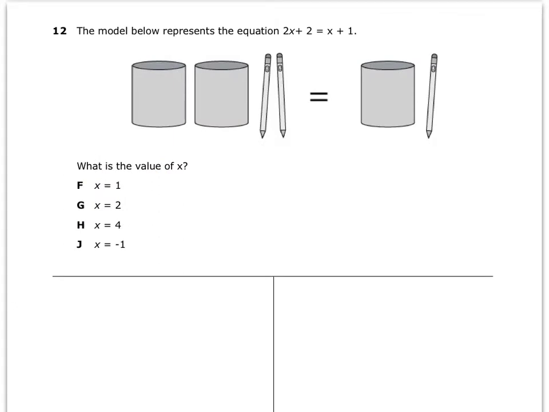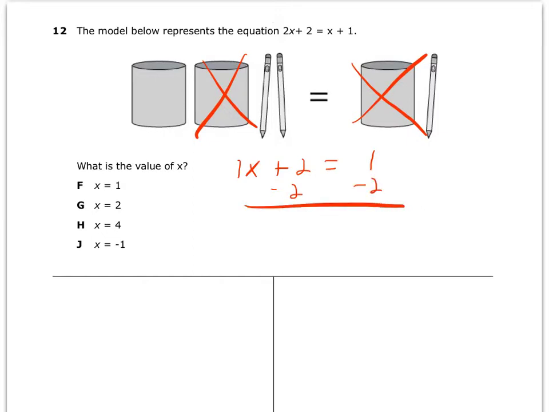Alright, 12. 12 is more algebra. Now, we have 2x plus 2 equals x plus 1. Our first step is to get our x's by themselves. Right now, there's x's on both sides, so I need to take away an x from both sides. That leaves me with 1x plus 2 equals 1. Next step, get the x alone, so I've got to take away the 2. That leaves me with x equals, what's 1 minus 2?